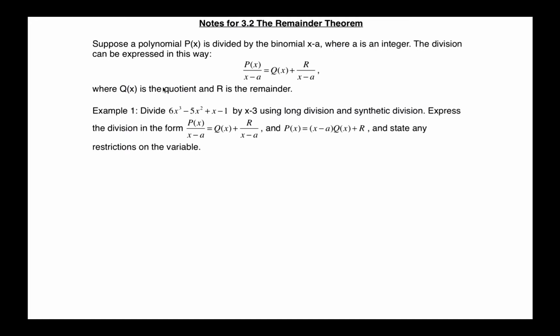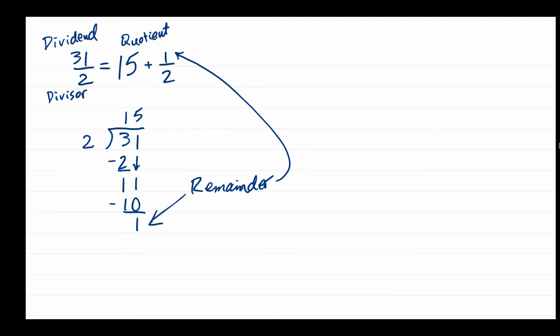So again, in this situation, p is the polynomial, it's the dividend. The x minus a, this is the divisor. Q of x, that's the quotient, and r is going to be the remainder. Now I should mention there is one other form that we're looking at using in this example, and let me explain that in terms of the numbers. I think it's helpful to understand that in terms of the numbers.